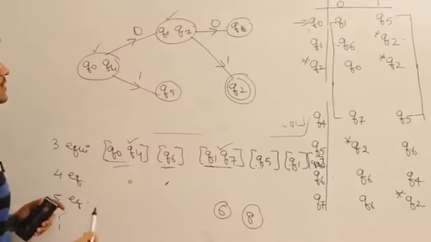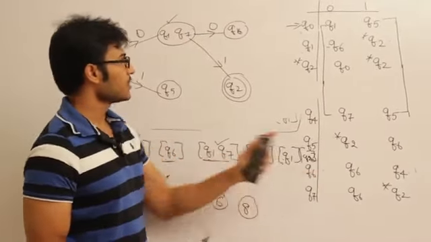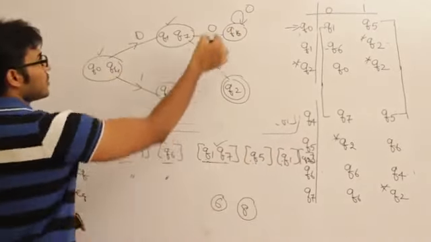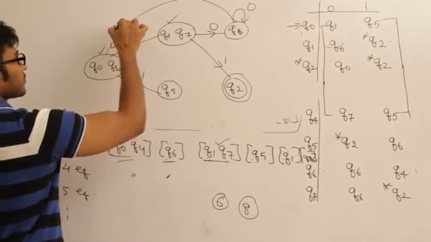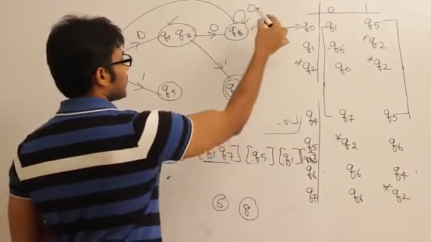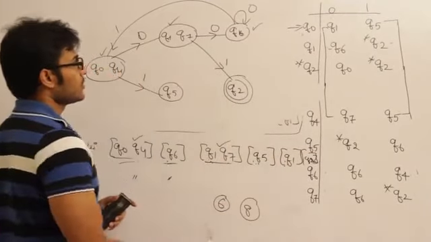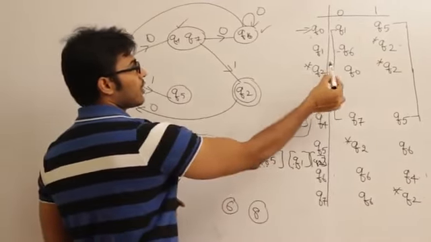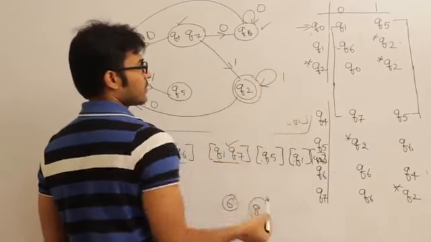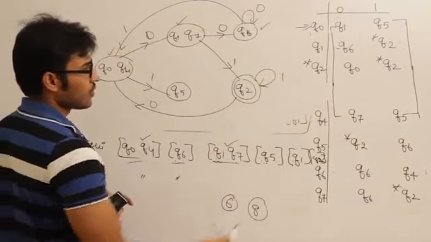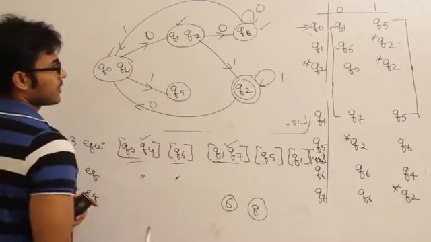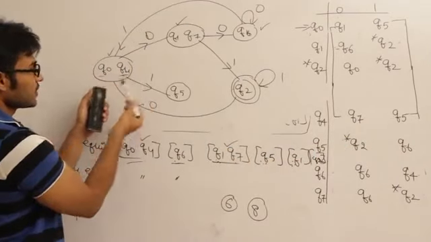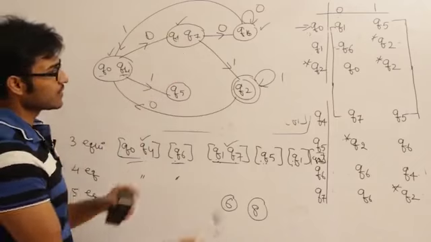Now let's see Q6. Q6 on 0 is going to Q6 and Q6 on 1 is going to Q4. If it is going to Q4, it will go to Q0 and Q4. Next, this one is complete. What about Q2? Q2 on 0 is going to Q0 and Q2 on 1 is going to Q2 itself. Next one, Q4. Q4 on 0 is going to Q7, and Q4 is done, because once I am done with Q0, Q4 is the same, and once you are done with Q1, Q7 is the same, right?